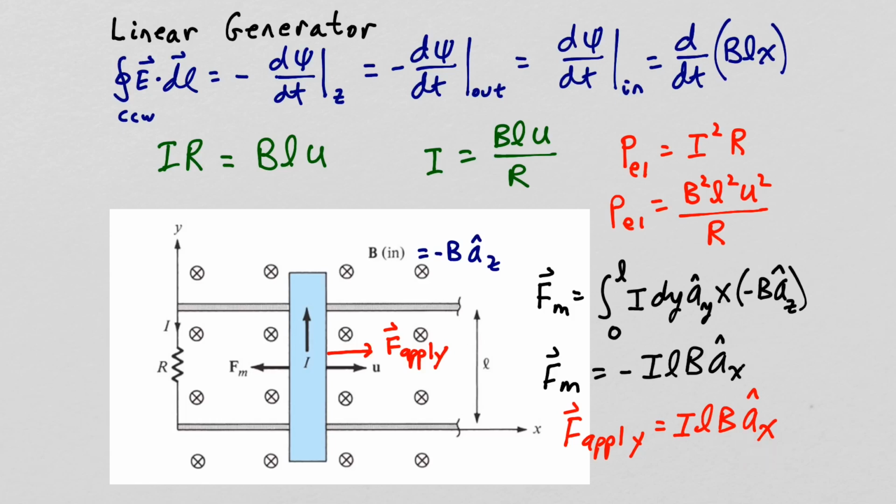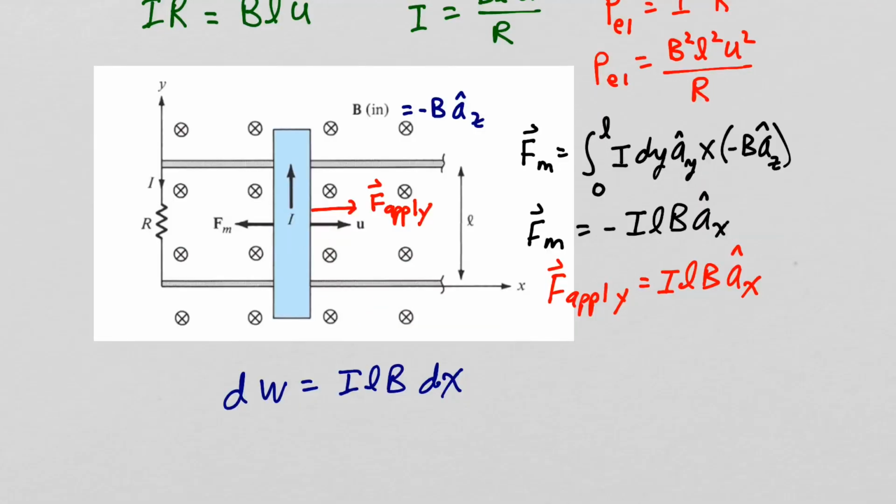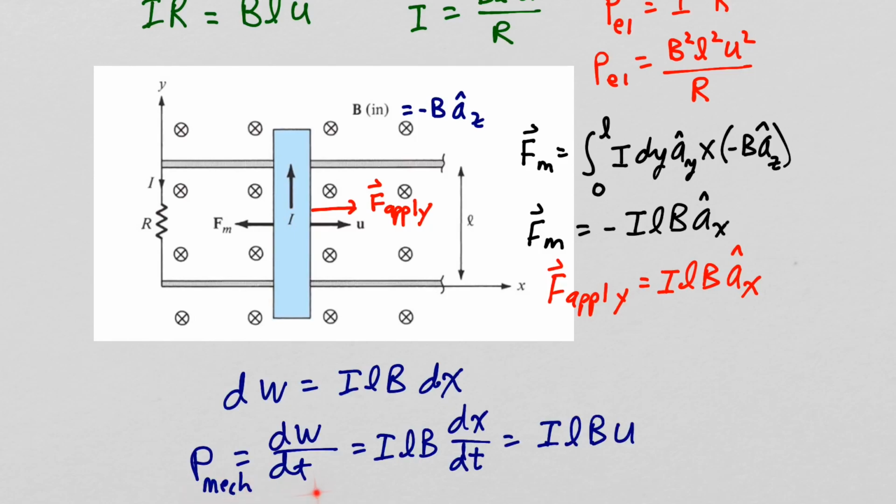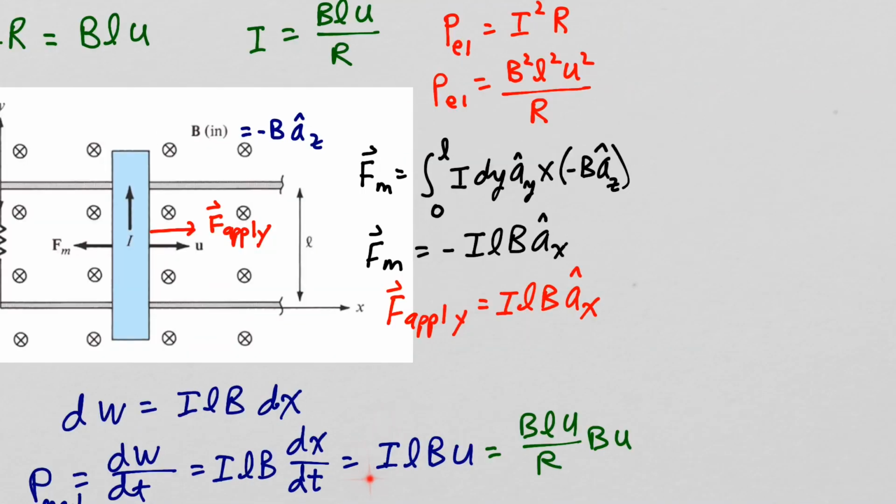So when you move the bar a distance dx, you do some work: the force times that distance dx. So the mechanical power you are supplying is dW/dt, so that will be ILB times the velocity with which you're pulling the bar. So for the current, let's substitute in BLU over R. So the mechanical power that we are providing is the same as the electrical power going into our load resistor.